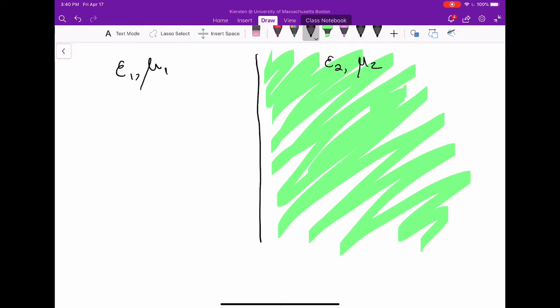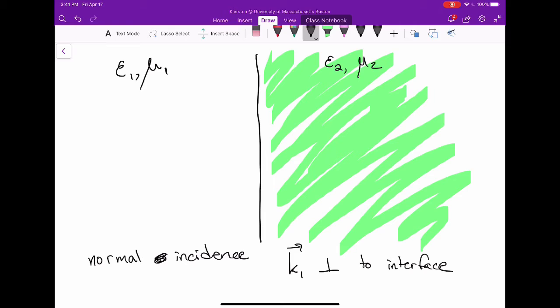So for today, we're assuming normal incidence, which means that the propagation vector is perpendicular to the interface. That'll be Ki for the incident wave propagation vector.